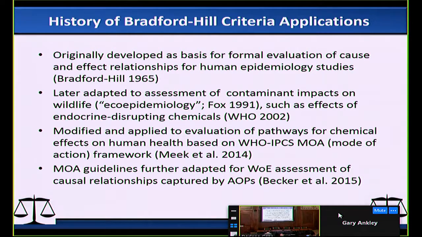To do this, there's been an emphasis on the Bradford Hill criteria. Everyone here is familiar with the original publication from Bradford Hill describing 7 or 9, I forget which, different criteria for evaluating epidemiology studies and causality. These have been later adapted to a number of other uses, including assessing contaminant effects in wildlife. There's an ecoepidemiology publication by Glenn Fox that describes that.